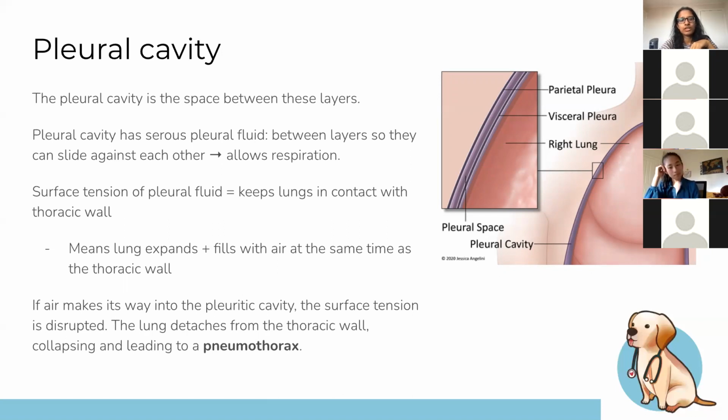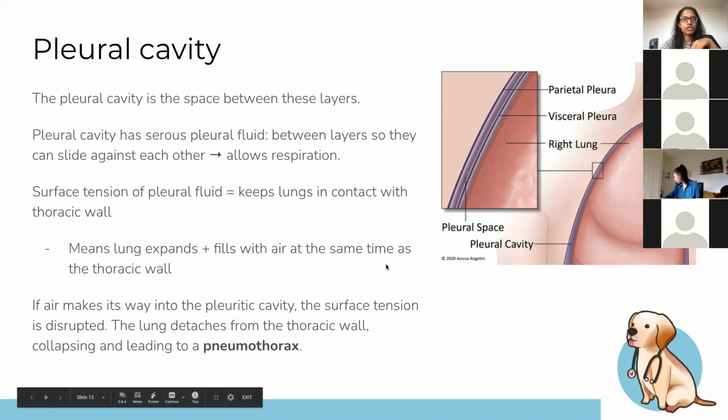The pleura also has another job, which you'll mainly talk about in physiology, and that is to maintain surface tension. Surface tension is basically what keeps the lung in contact with the thoracic wall. It stops the lung from collapsing, and we call a collapsed lung atelectasis. It basically stops that from happening. All right, cool.